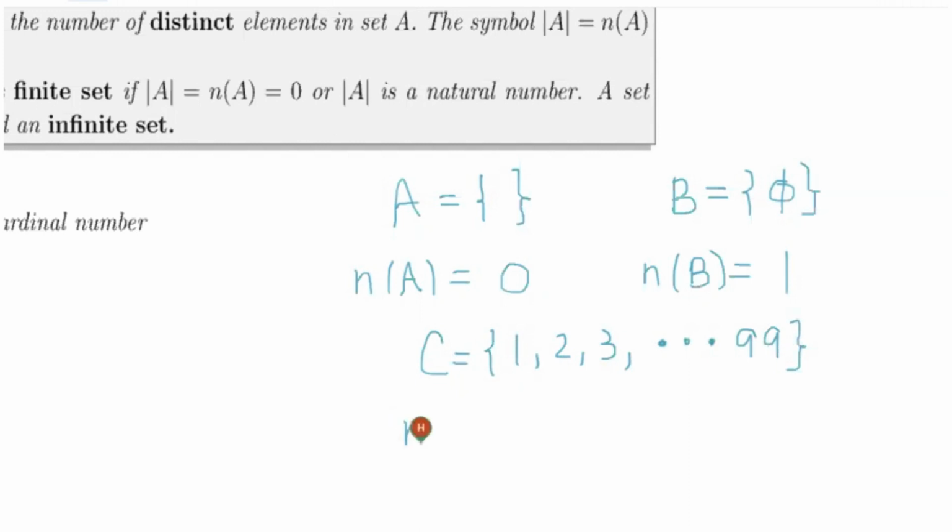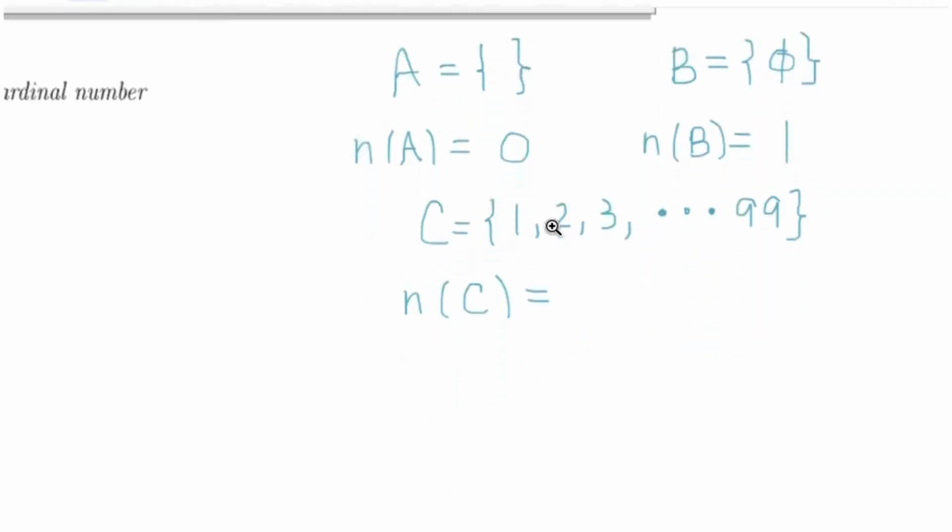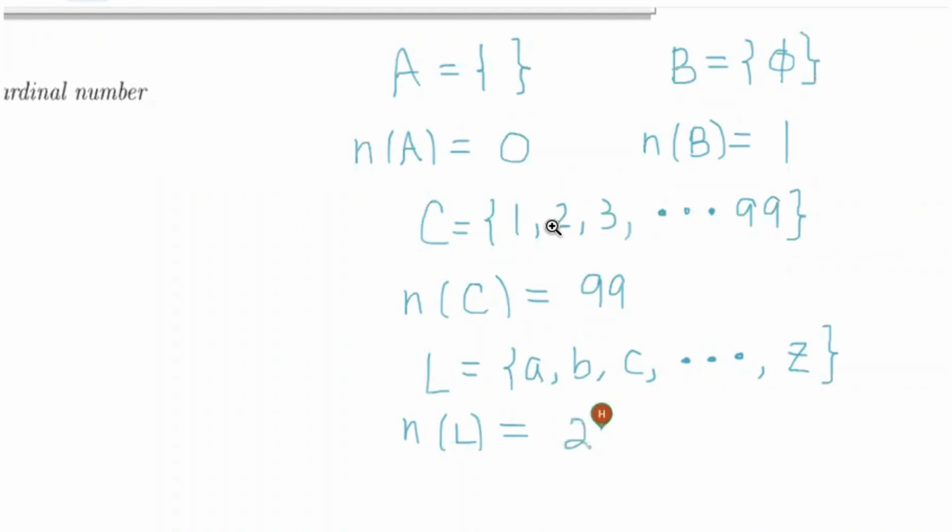Okay, what's the cardinal number of C? How many elements are in the set? 99. There are 99 elements in the set. Agree? 99 elements in the set. Let me give you another example. What's the cardinal number of L? 26. 26 letters, right? Let me give you one more.